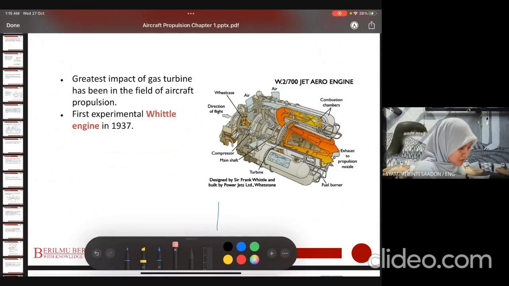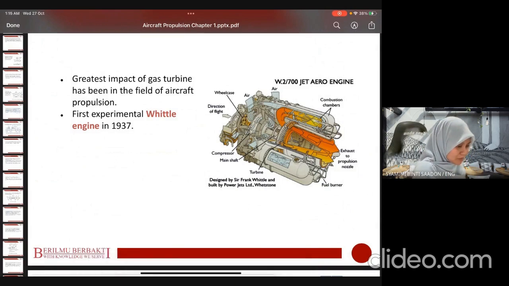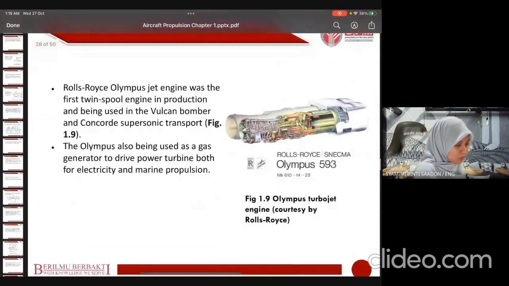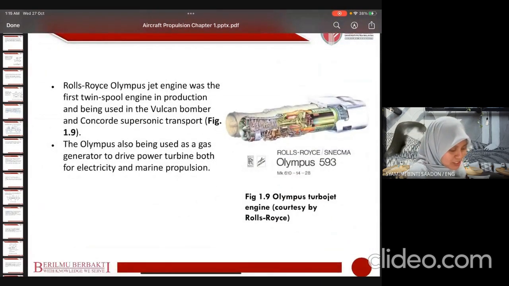And then we have the Rolls-Royce Olympus turbojet engine. The turbojet engine is the first aircraft jet engine, and from the turbojet we developed the turbofan and turboprop, right? Being used as a gas generator.